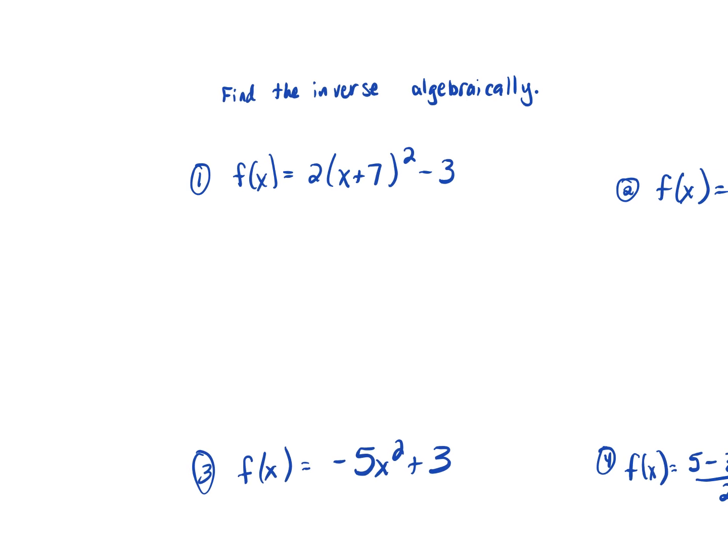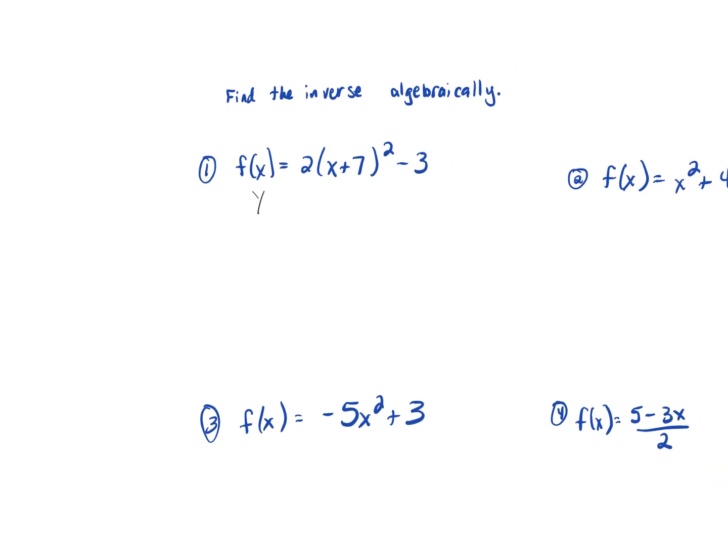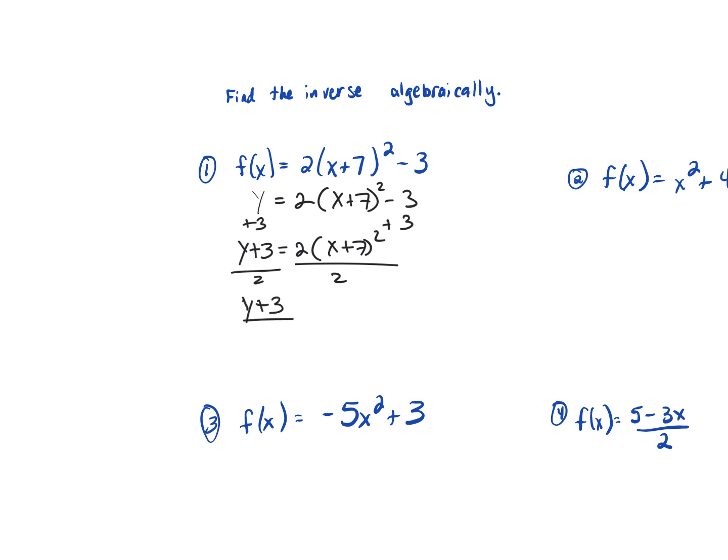They want us to find the inverse algebraically. So again, I'm going to write this as y equals (2x plus 7) squared minus 3. Now, I will not deal with that square yet. I will deal with that last. So I'll start by adding the 3. So y plus 3 equals (2x plus 7) squared. I'll divide by 2. (y plus 3) over 2 equals (x plus 7) squared.